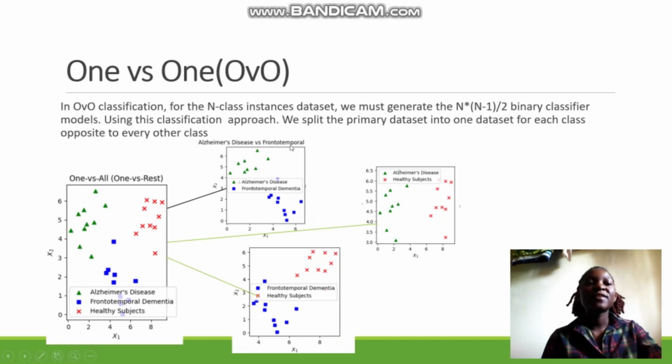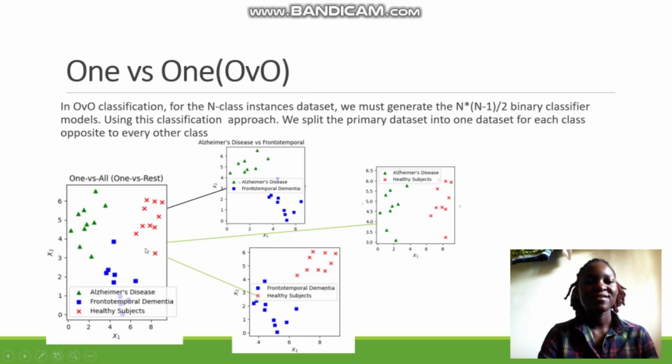Then for one versus one classification, for n class instances in the dataset, we generate n times (n minus 1) divided by 2 binary classifiers. Using this classification approach, we split the primary dataset into one dataset for each class opposite to every other class.